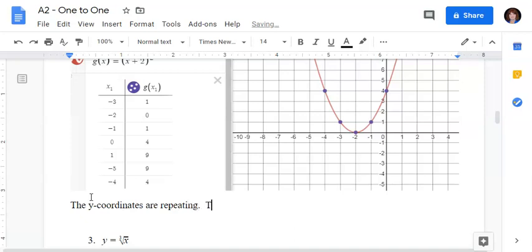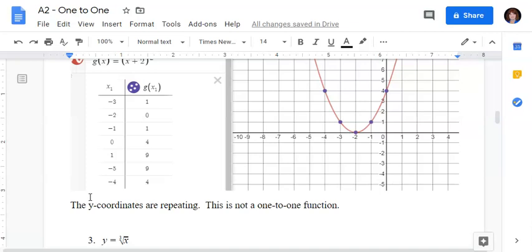This is not a one-to-one function. Now, if you recall, in an earlier lesson, we talked about the horizontal line test. The horizontal line test said if you could draw a horizontal line through that function and it intersects the graph more than once, then that function is not invertible. Well, that's because that function is not one-to-one.